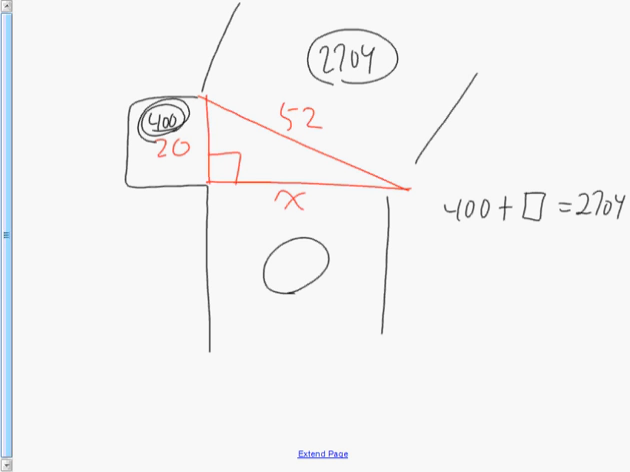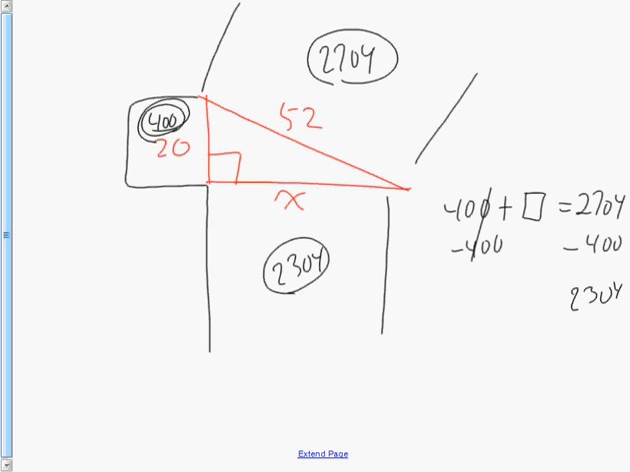So really this is kind of like a one-step algebraic equation. If I subtract 400 from 2704, I'll get 2304, which is what this must be, because 2304 plus 400 is 2704. So now we know the area of the square attached to the missing leg, and its square root will be its side length.